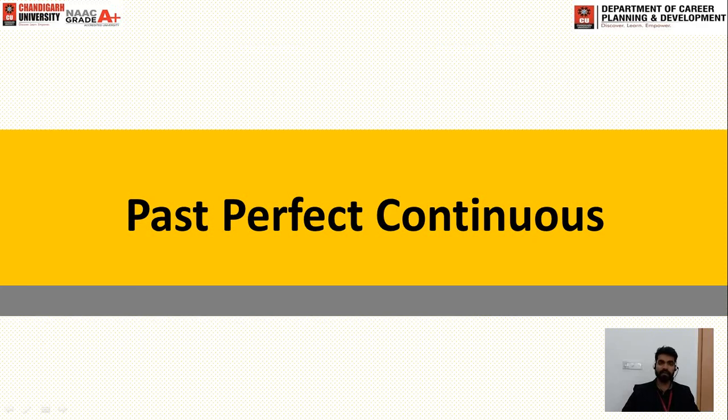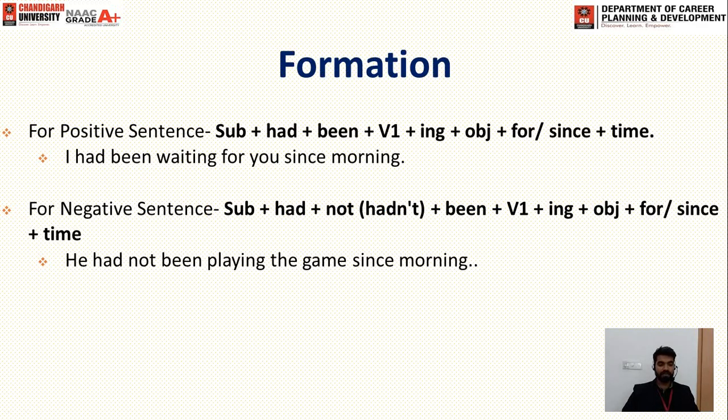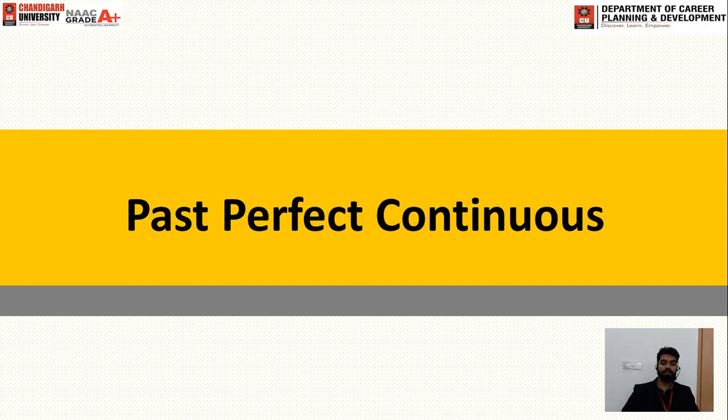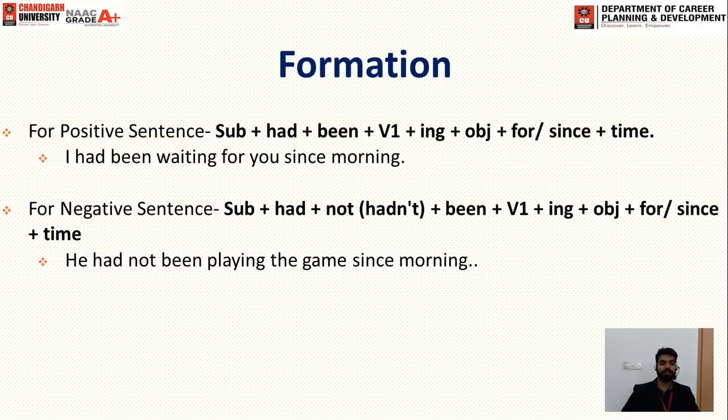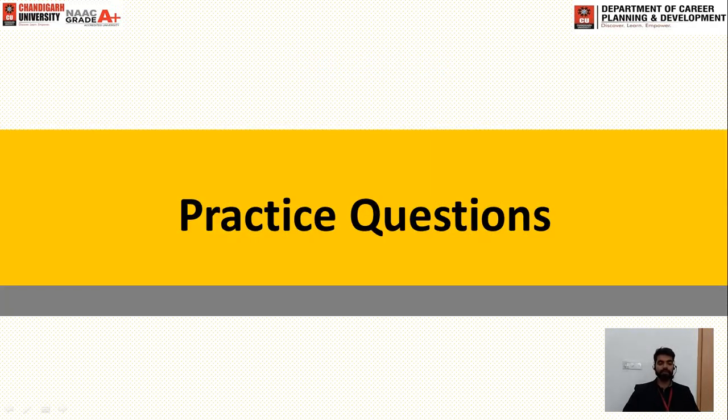Then is your past perfect continuous. For past perfect continuous, you have subject plus had plus been plus verb first form plus ing, object, for or since plus time. So, I had been waiting for you since morning. For negative, he had not been playing the game since morning. Past perfect continuous is used for an action that started in the past, continued in the past, and ended in the past. So he had not been playing the game since morning, he had been waiting for you since morning. That's the thing. Now some practice questions.